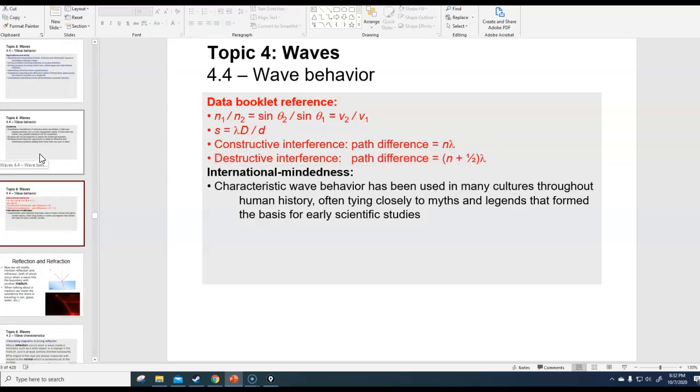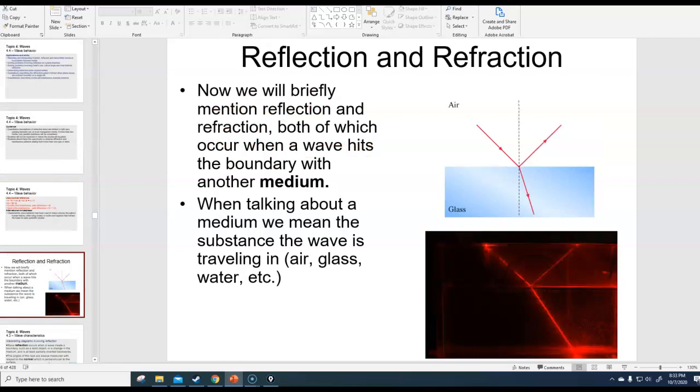Okay, so in this video, we're going to start off talking about reflection. Like I said, in this video, we're mainly going to focus on reflection, and we'll talk more about refraction in the next video. But reflection and refraction are both wave behaviors that occur when a wave is incident on a medium. Now, incident basically means that it hits a medium.